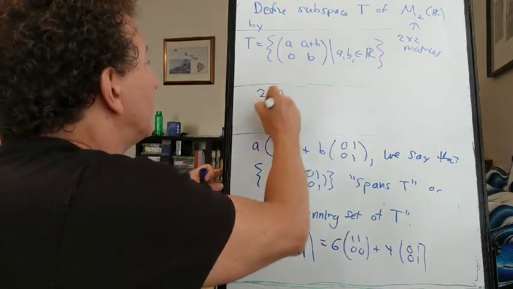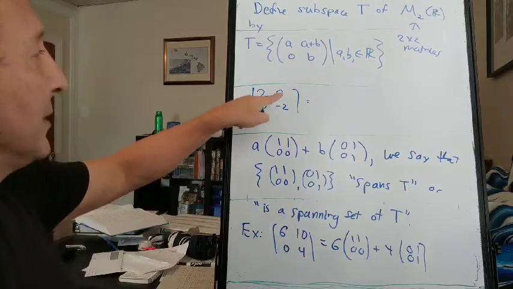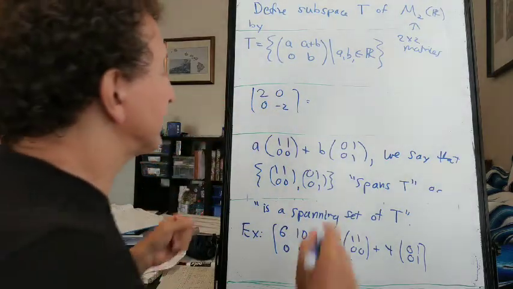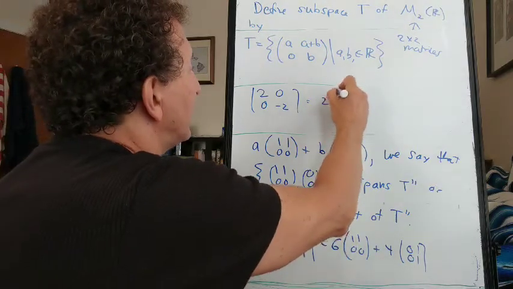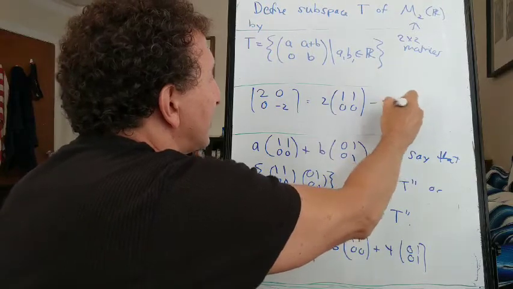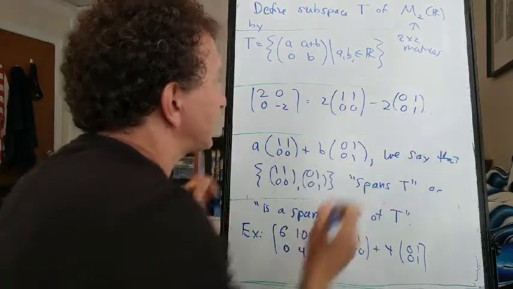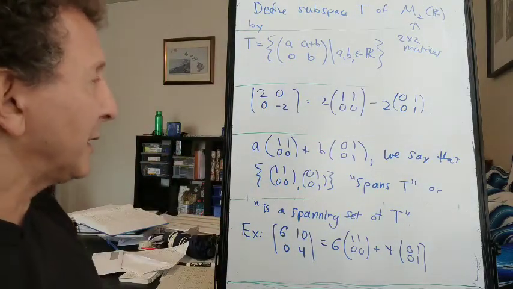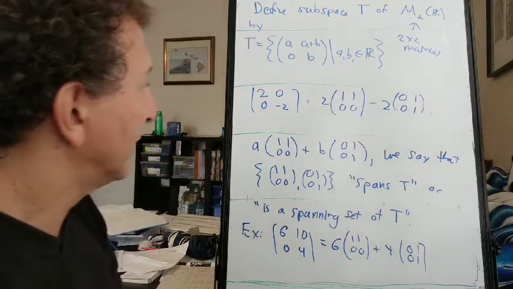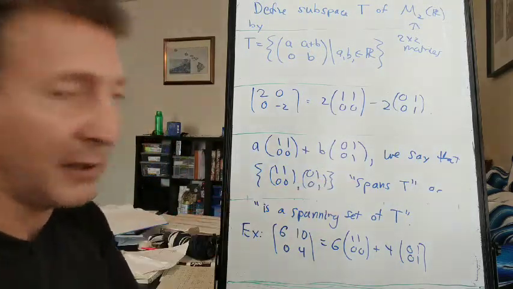Also 2, 0, 0, negative 2, which is in that space because 0 is the sum of 2 and negative 2. So that equals 2 times this matrix, 1, 1, 0, 0, minus 2 times that matrix, 0, 1, 0, 1. Every element can be expressed as some multiple of this matrix plus some multiple of that matrix. So that means that these two matrices form a spanning set of T.